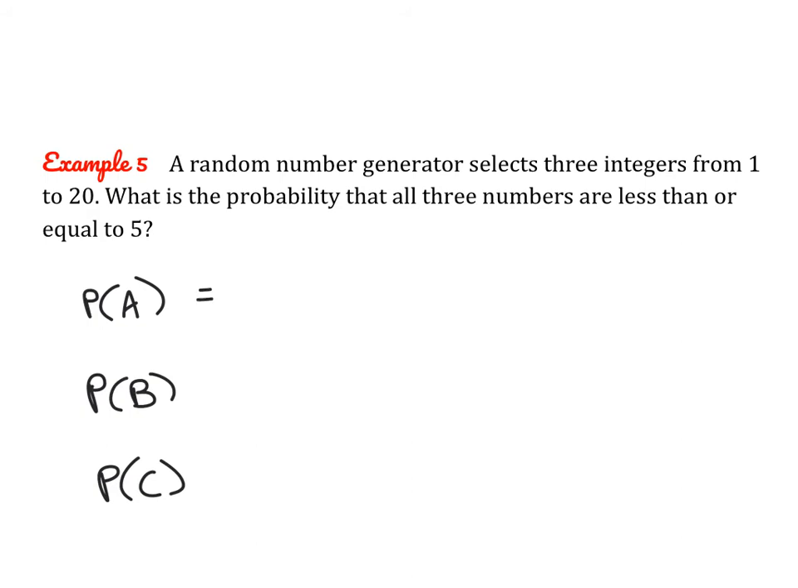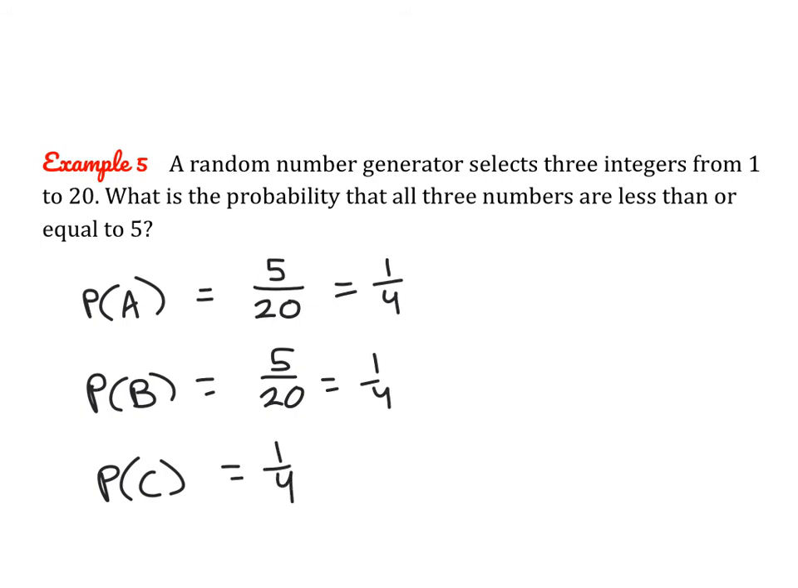So the probability of the first number being less than or equal to 5 is, there's 5 favorable outcomes and 20 possible outcomes. So it's 1 over 4. Well, that's the same exact probability for the second one and for the third one. So now, since it's the probability that all 3, implying the first and the second and the third, we know that we're just going to multiply those three probabilities together, and we get 1 over 64.